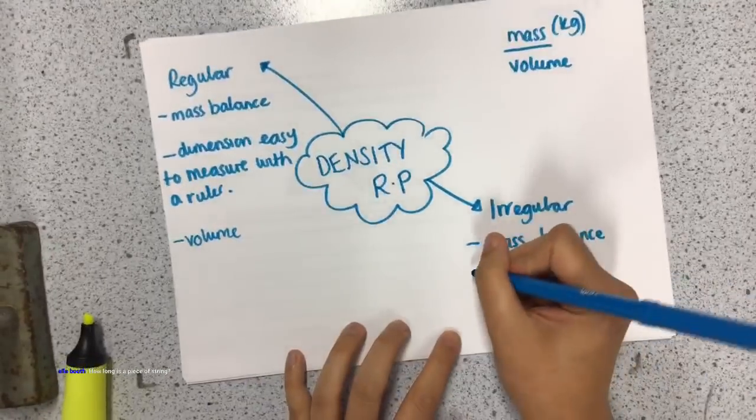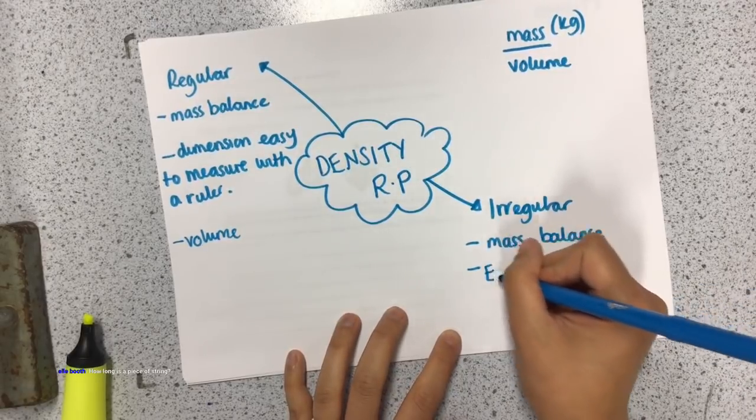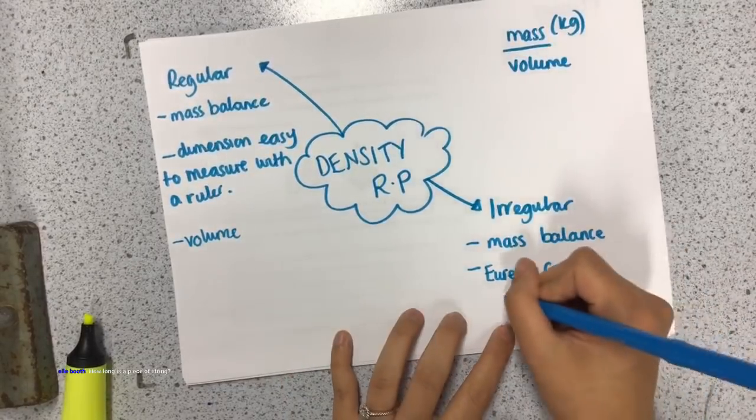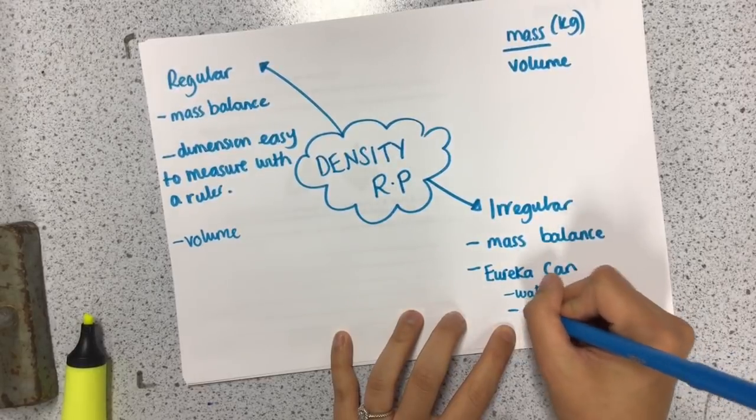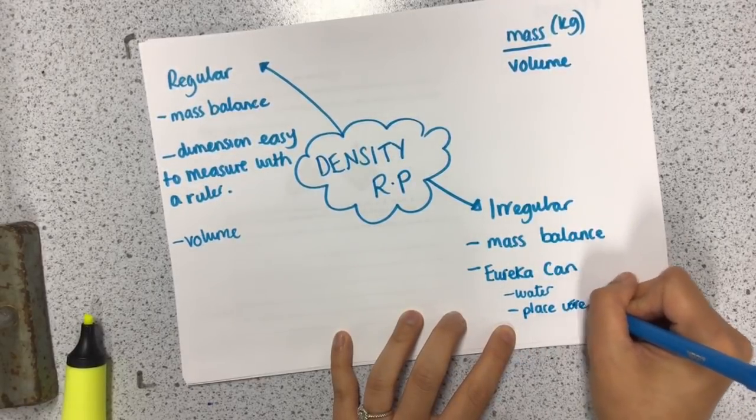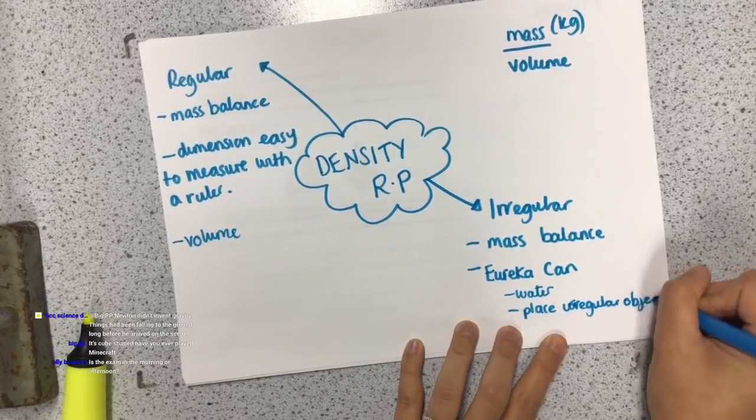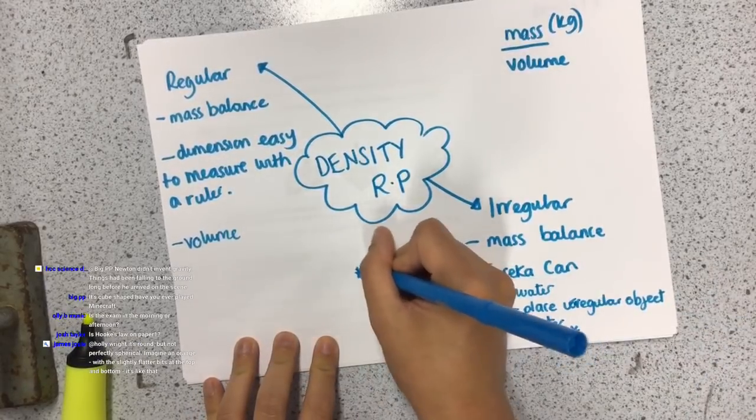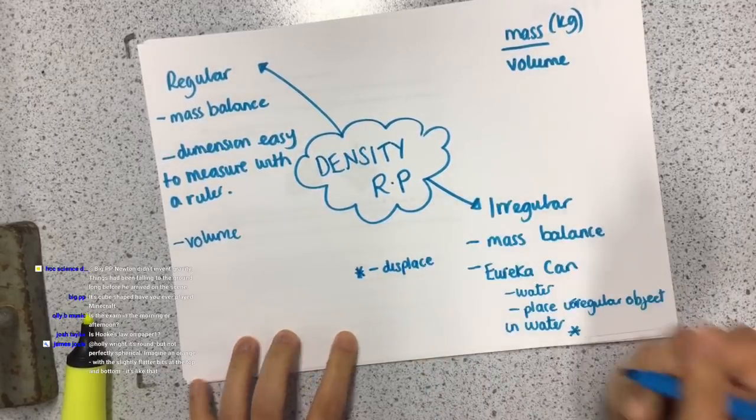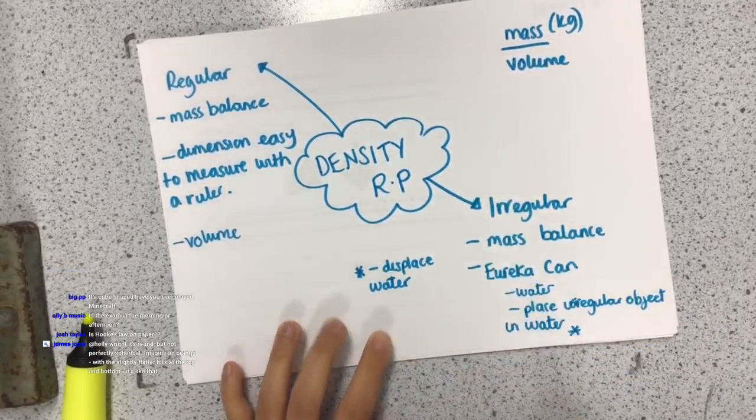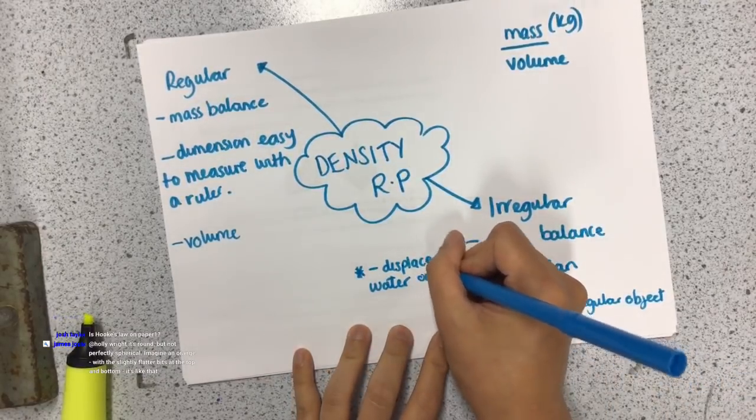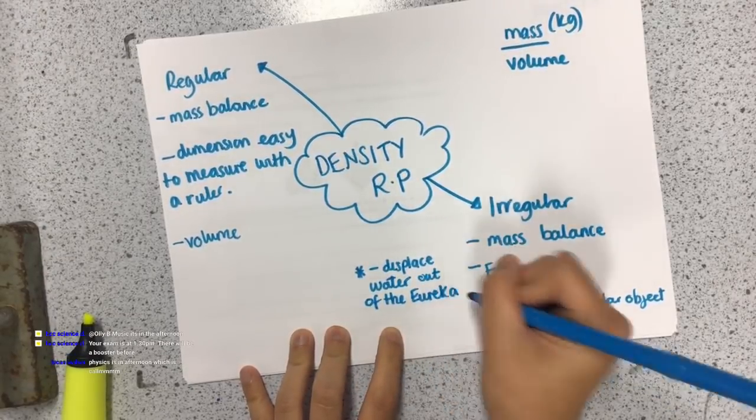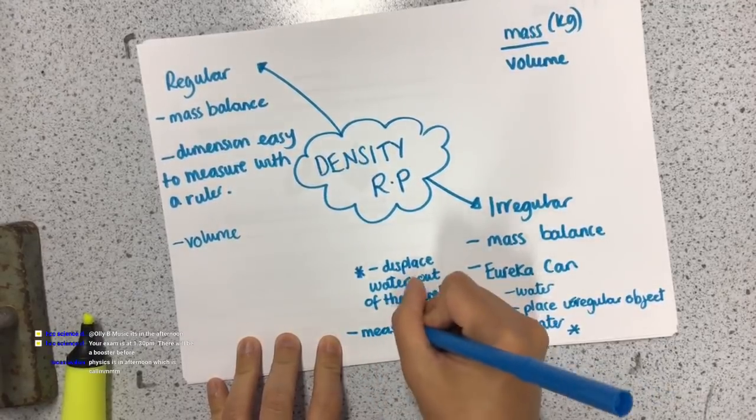Now with the irregular one, the dimensions you cannot measure with a ruler. So this is where you use an important piece of equipment called a Eureka Can. Hopefully you've heard of a Eureka Can. Now with the Eureka Can, you fill it with water. You place the irregular object in the water. Then this will displace some of the water out of the Eureka Can. Now the water it displaces, the water it pushes out of the Eureka Can, is equal to the volume. So you need to measure this water with a measuring cylinder to give you your volume.